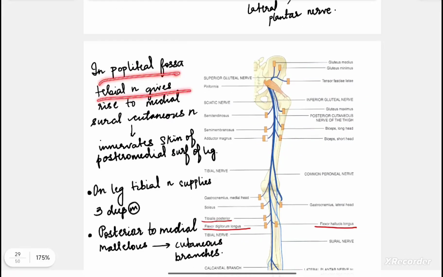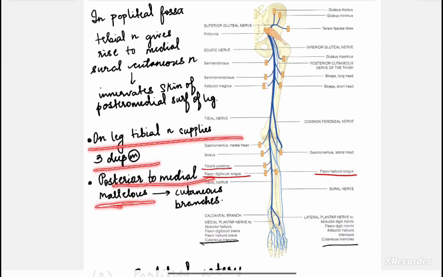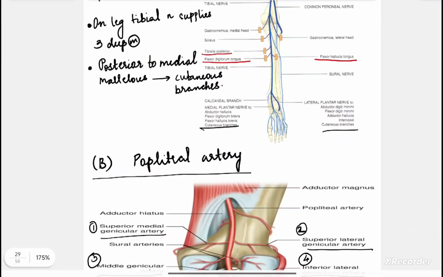Now, in the popliteal fossa, the tibial nerve gives rise to the medial sural cutaneous nerve. See, in the popliteal fossa, it gives the medial sural cutaneous nerve. It innervates the skin of the posterior medial surface of the leg. On the leg, the tibial nerve supplies three deep muscles posteriorly.